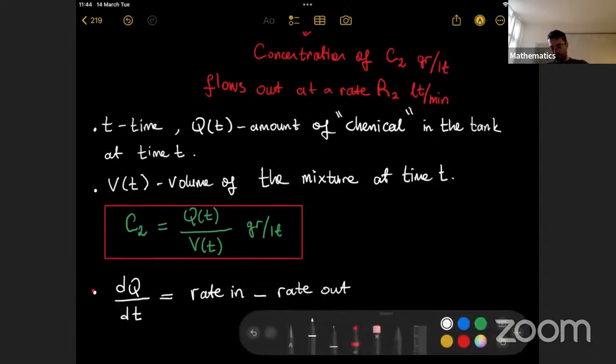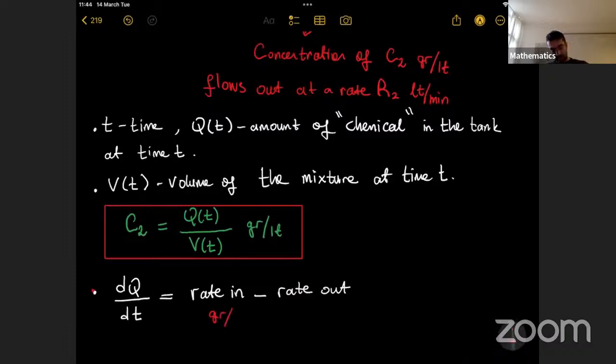So what are the units here? The units must be dQ over dt. Q is basically gram, T is time. So this is like gram per minute, for instance. Depends on the problem. Sometimes it's kilogram over second, kilogram over minute. But anyway, it's like some mass over time, okay? And gram per minute again.